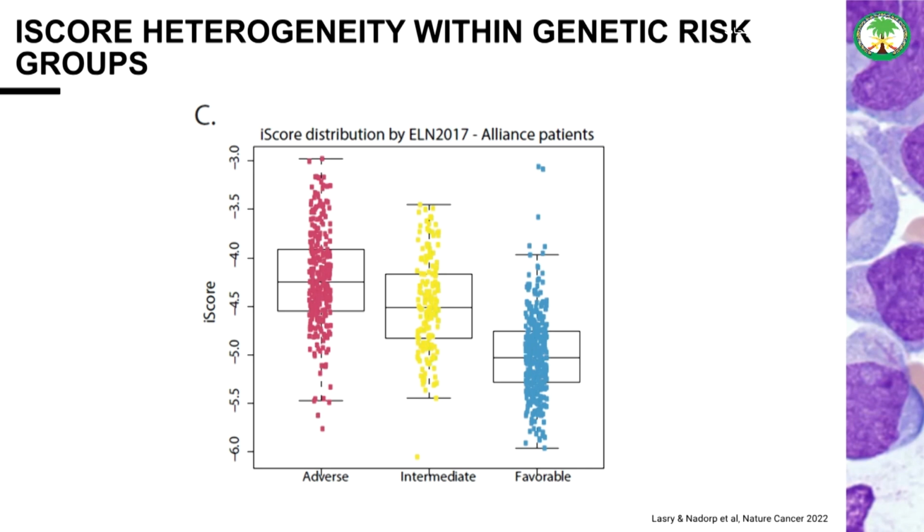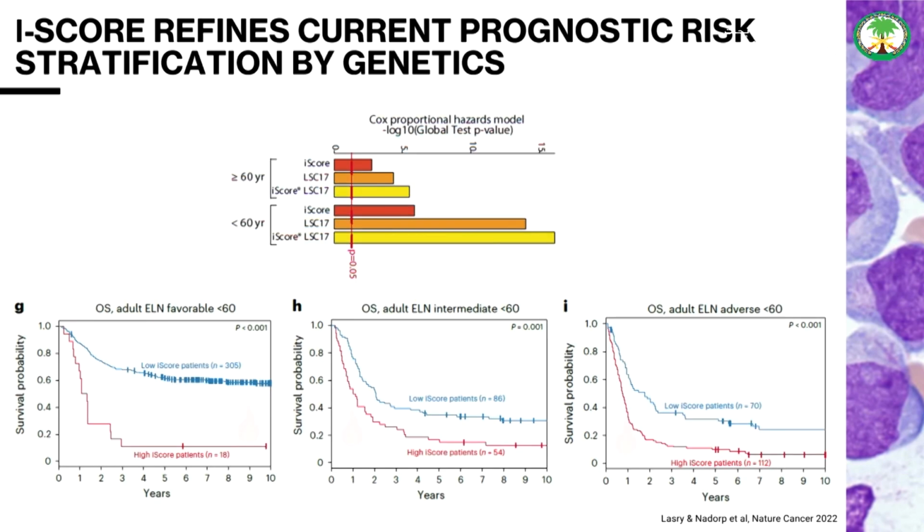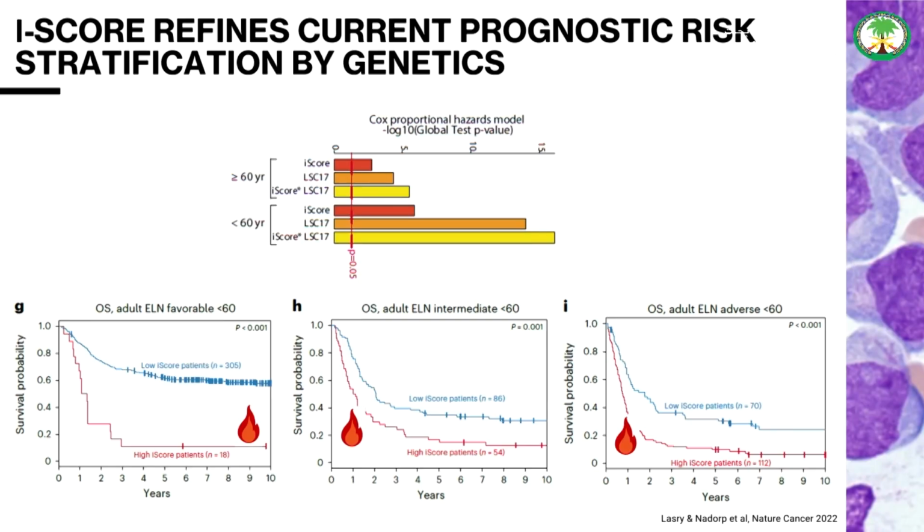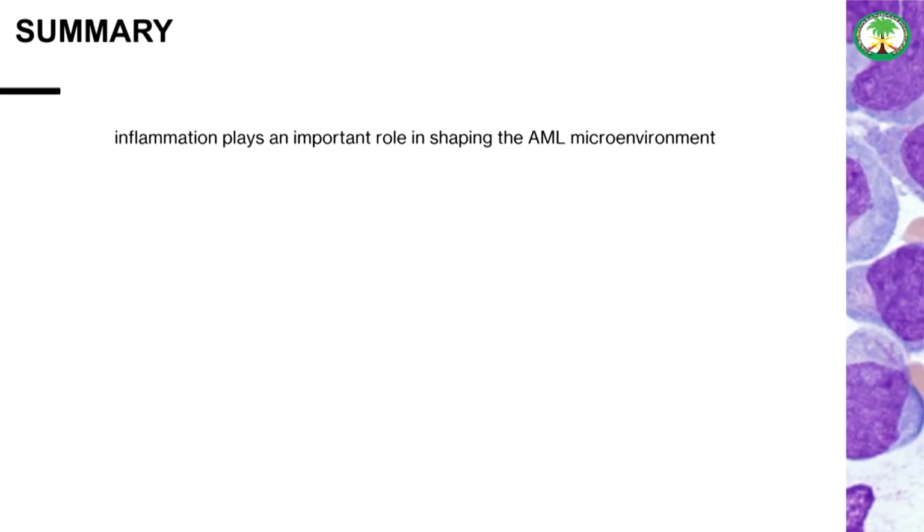So having a higher or lower I-score, higher or lower inflammation, is important in any genetic risk group, and this is just stratified by ELN. If you look at both adult as well as pediatric patients with high inflammation, especially in the favorable risk group, this really separates out. These are patients with the same molecular profile. If you have this high immune response, you do significantly worse, and your likelihood of progressing from clonal hematopoiesis to MDS to AML is significantly higher.